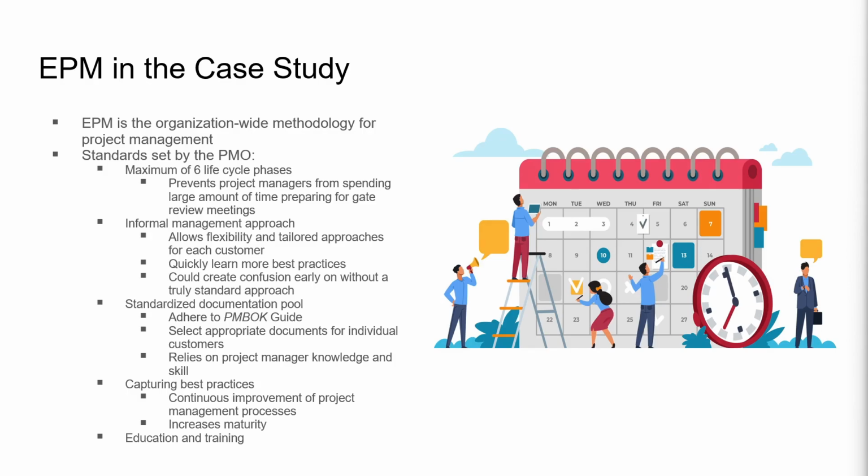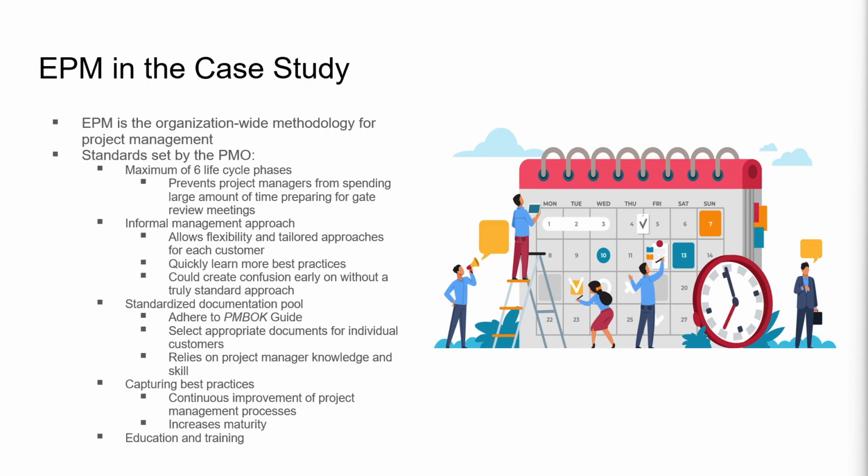In our case study, there were 5 standards set by the Project Management Office. The first is a maximum of 6 lifecycle phases. This prevents project managers from spending large amounts of time just preparing for gate review meetings. It enables them to focus on managing projects. The second is an informal management approach. This allows flexibility and tailored approaches for each individual customer. By utilizing more approaches, the organization will quickly learn more best practices. However, this could create confusion early on without a truly standardized approach.